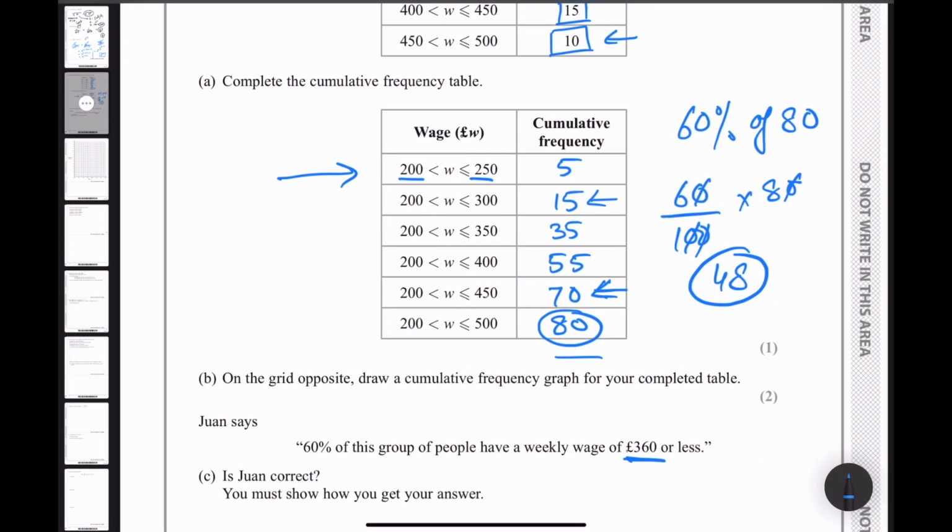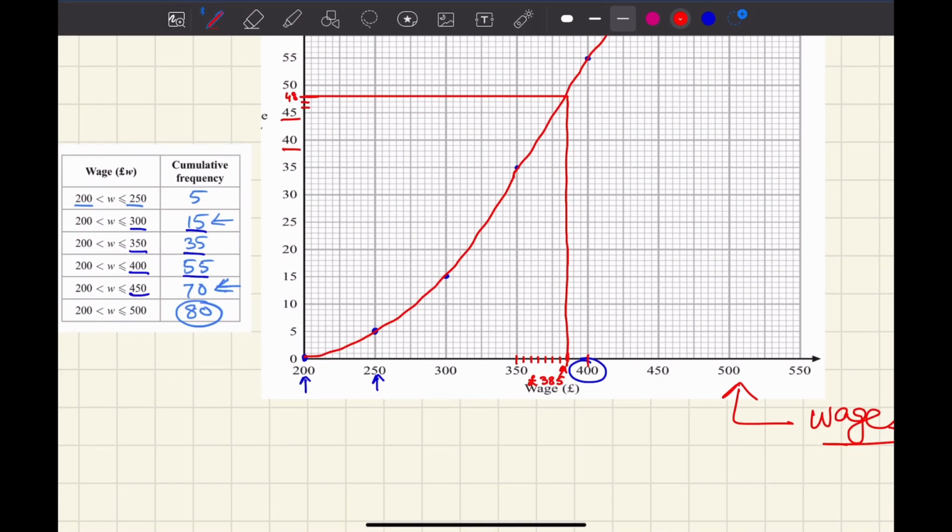Let's check over here. It says 360 or less. So it's not 360 or less, it's more than 360. So he is wrong. Because against 48 the wage is 385 pounds. So 385 pounds is bigger than 360 pounds. So he said that 60% of the people have wages less than 360, but 60% of the people have wages less than 385, not 360. Okay, so he's kind of wrong here.